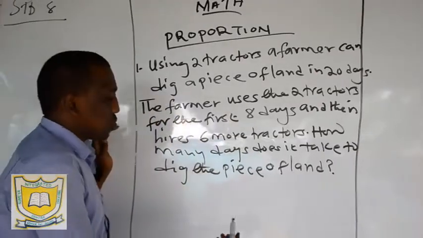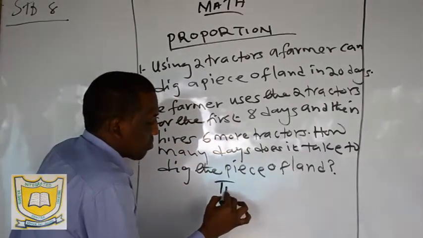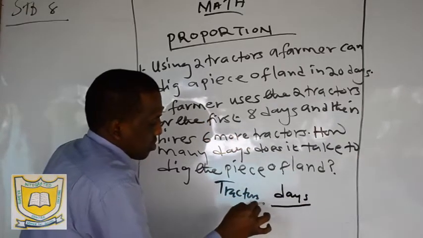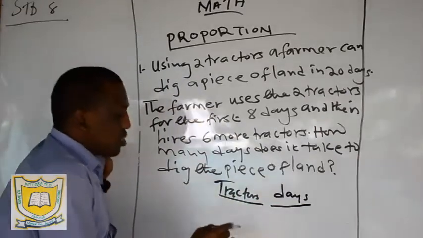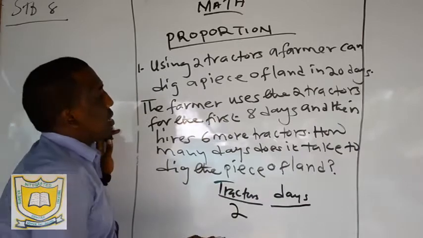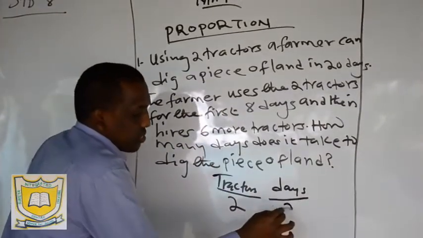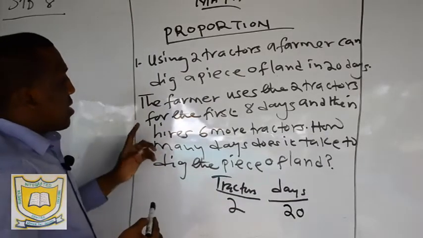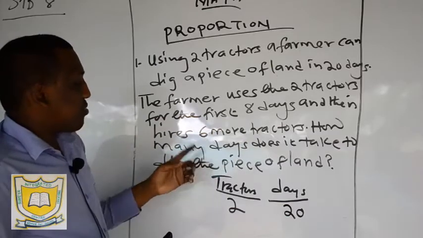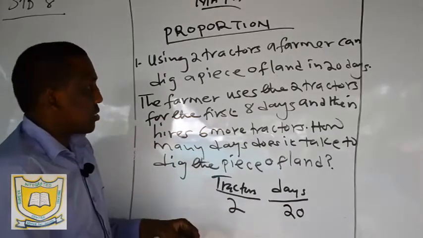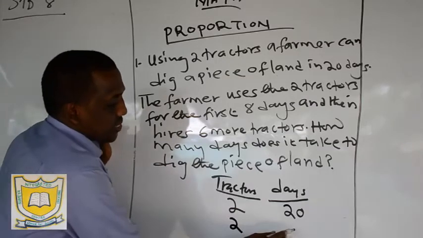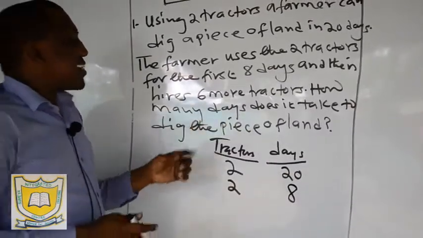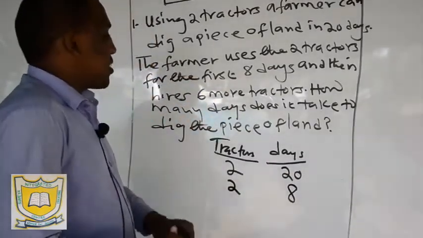So we list now. What we have is tractors and days. You are told that using 2 tractors a farmer can dig a piece of land in 20 days. The farmer uses 2 tractors for the first 8 days, and then hires 6 more tractors.